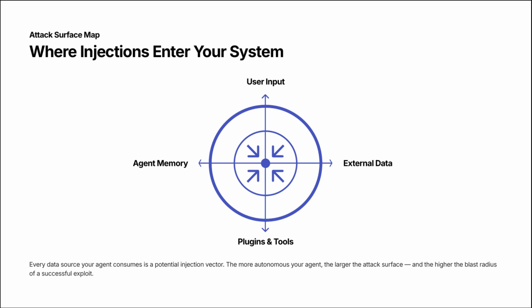Plugins and tools expand the risk further. If an agent can call upon databases, browsers, or internal services, an injected prompt may try to misuse those capabilities to access data or trigger actions. Agent memory is also part of the attack surface. If malicious content gets stored in memory, it can keep influencing future decisions long after the original input is gone. The key point is simple. Every source your agent consumes can become an injection vector. As autonomy increases, the attack surface grows, and a successful exploit can have much larger impact.